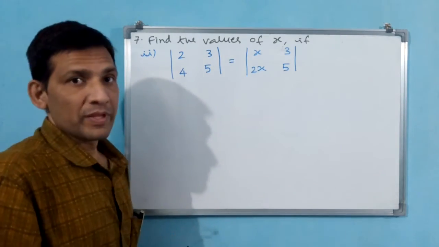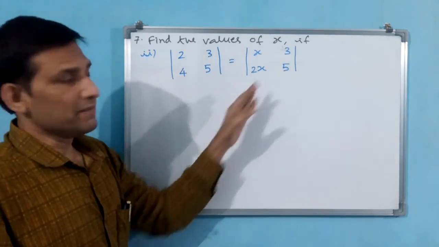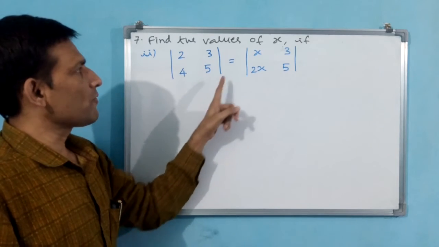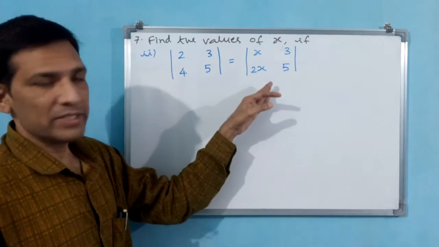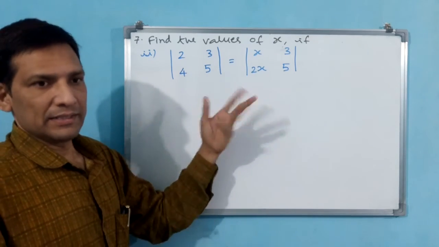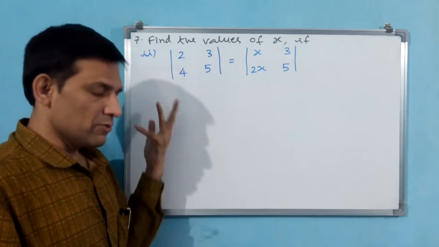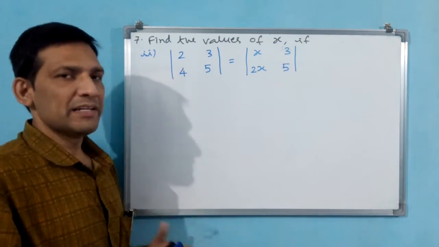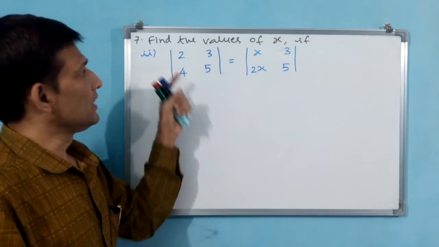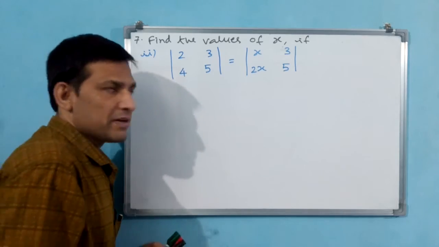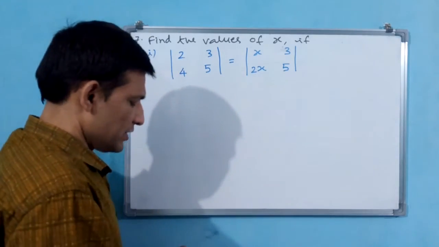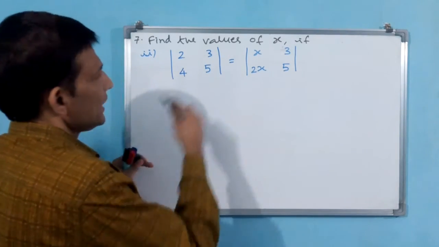Let us go for second part. Okay. See. Find the values of x if determinant 2 3 4 5 is equal to determinant x 3 2x 5. Here also you see one side only x is there. And see, let us even two sides also you can compare and bring that x value. But let us do determinant. Okay. Determinant equation equate we have to do.